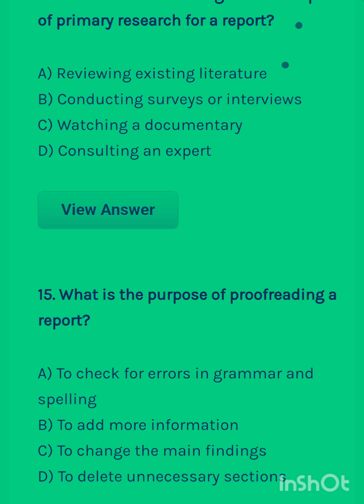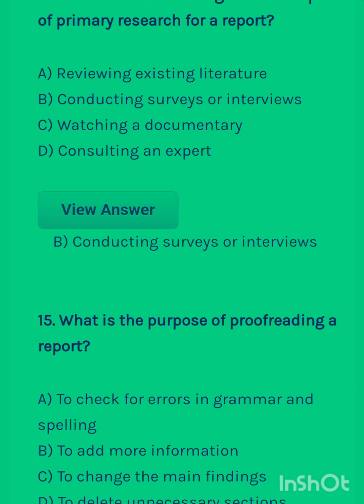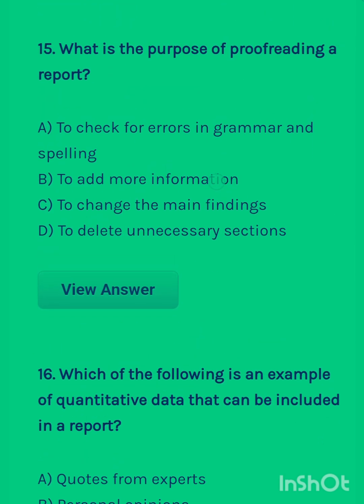Next question is, which of the following is an example of primary research for a report? Number 1, reviewing existing literature. Number 2, conducting surveys or interviews. Number 3, watching a documentary. Number 4, consulting an expert. Correct option is option B, conducting surveys or interviews.